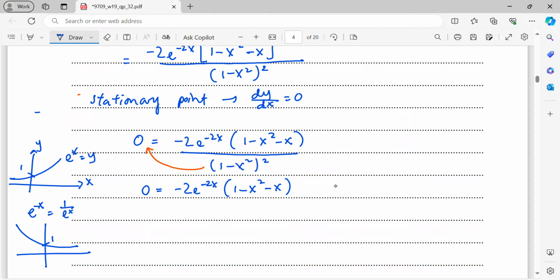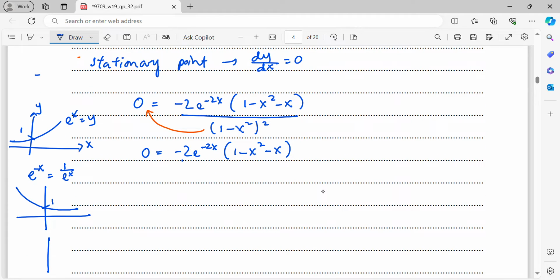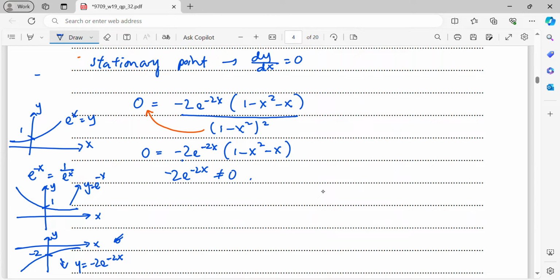When you times by a negative 2, it will be below the x-axis, and here becomes negative 2. So it will never touch the x-axis, which means it will never be 0. This is y equals negative 2e^(-2x), and this is y equals e^(-x). From here, I know that negative 2e^(-2x) cannot be 0 based on the graph. Therefore, the quadratic must be 0, which means 1 minus x squared minus x equals 0.